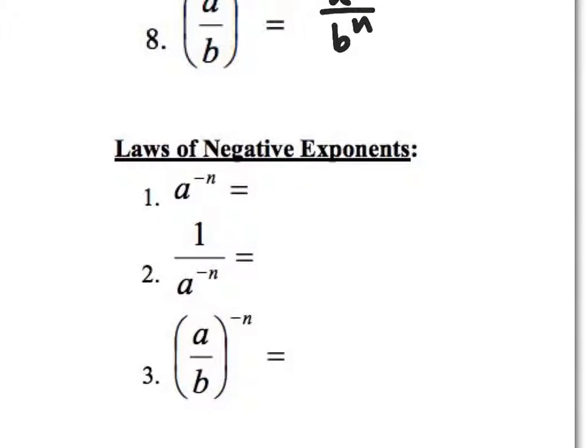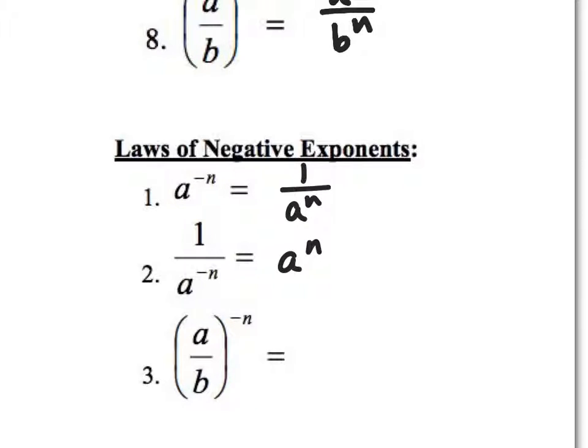Okay, so then we also have this where we have laws of negative exponents, okay, and this would be where I'd have a to the negative n. If I have an a to the negative n, then I'm really just writing this as 1 over a to the n to make it positive, okay. If I have 1 over a to the negative n, then what I want to do is I want to bring that up top, and I would just write that as a to the n, okay?